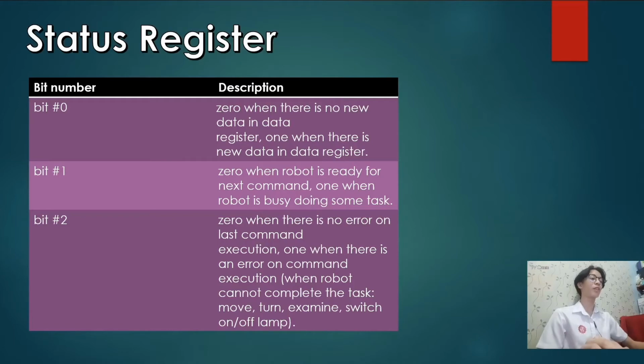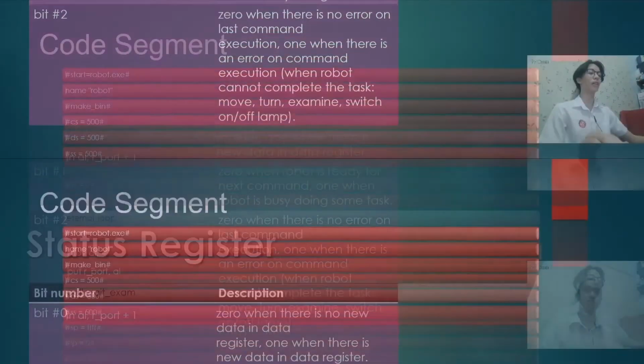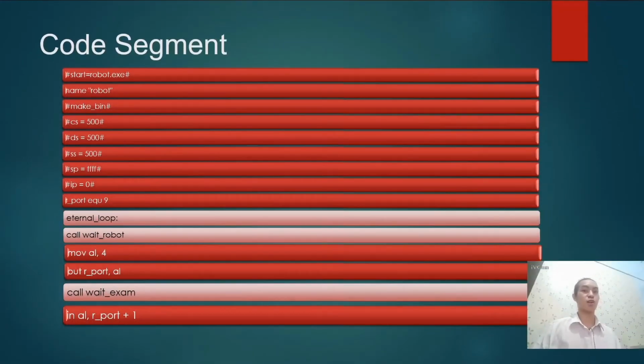An error occurs when the robot cannot complete the task: move, turn, examine, switch the lamp on and off. Code segment, robot. This is an example of controlling the robot. This code randomly moves the robot and makes it switch the lamps on and off. The robot is a mechanical creature and it takes some time for it to complete a task. The status register is used to see if the robot is busy or not. This robot is programmed in Visual Basic 6.0.